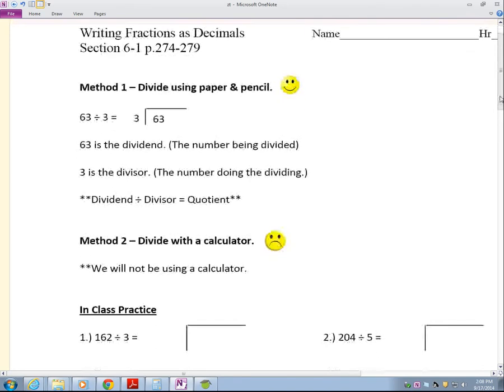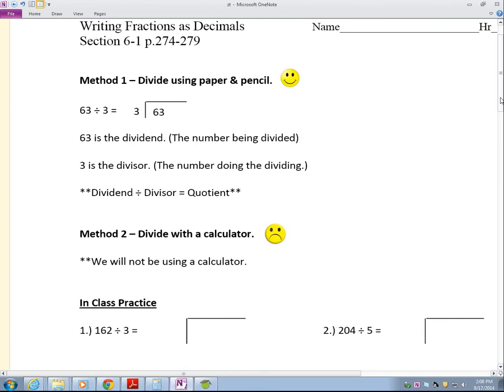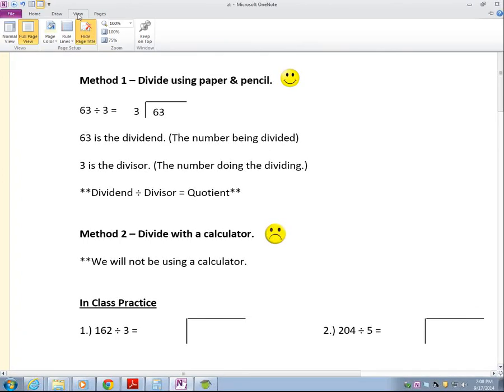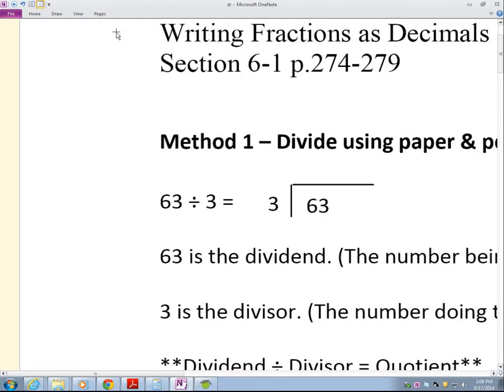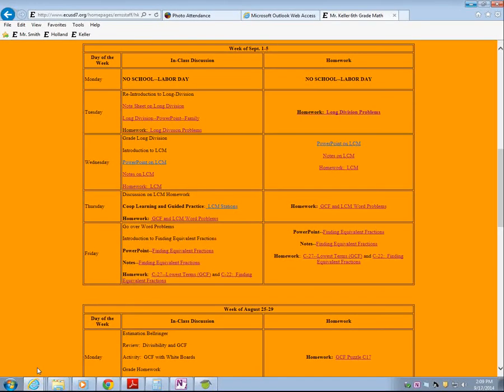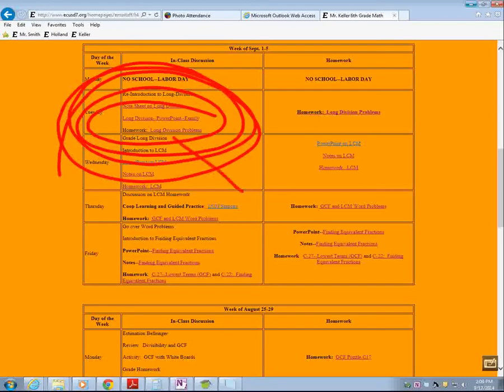So we have method 1, kicking it old school, dividing using paper and pencil. I'm going to zoom in. So we have 63 divided by 3. Also, if you want to review how to divide, it was more extensive last year in 6th grade. Mr. Keller has it linked on his website, under long division. If you click on it, it'll give you a PowerPoint that talks about long division.